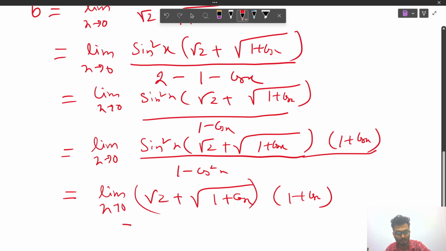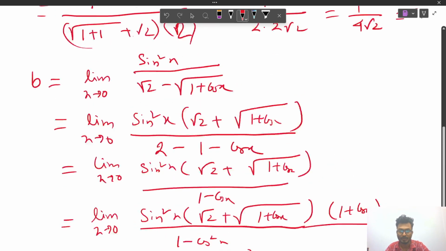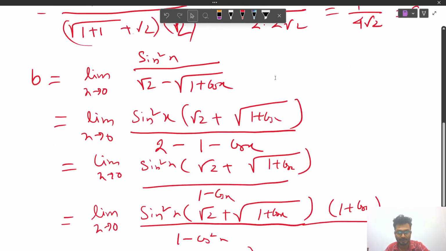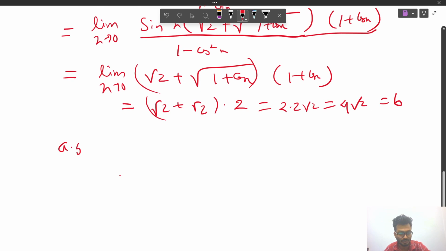Now put in the limit: this will be root 2 plus root 1 plus cos 0, which is 1, so root 2 into 1 plus 1, so it will be 2, so 2 into 2 root 2, that means 4 root 2. So this is our b. Now what we have to find is a into b cube. So the a value we found already and b also, so what will be a into b cube.